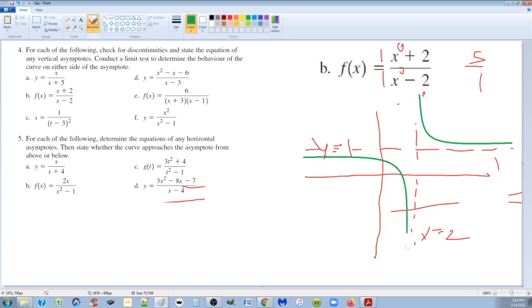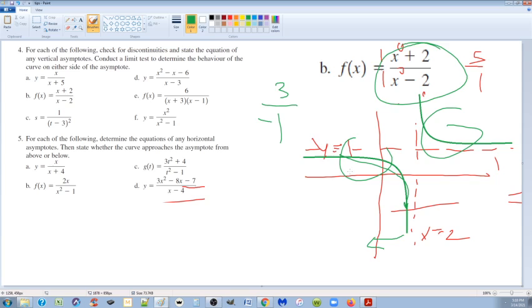And just to be sure, I'll plug into the left side of the asymptote, which is 1. Up top I get 3, and at the bottom I get minus 1. So I get minus 3. So sure enough, it is down here, or right there, I guess. And there we go. And I know it behaves like this because this is not unusual.